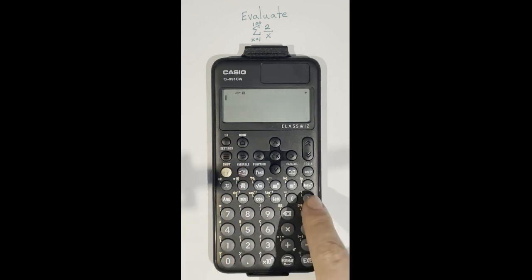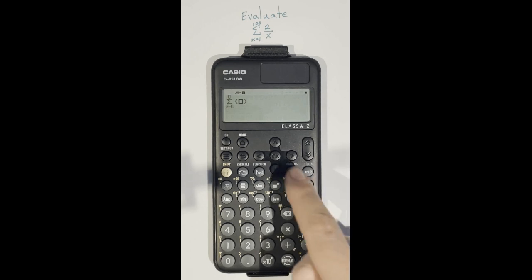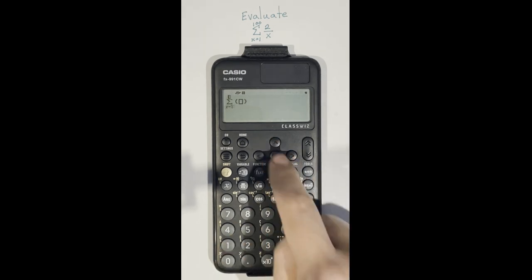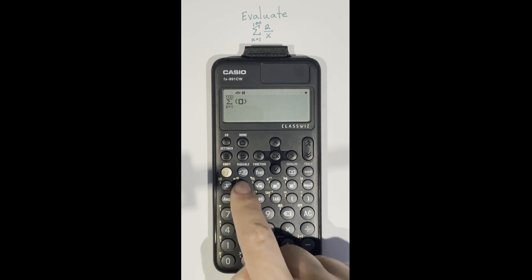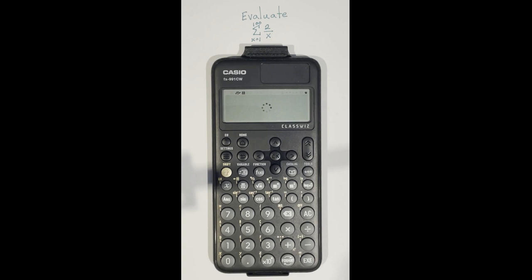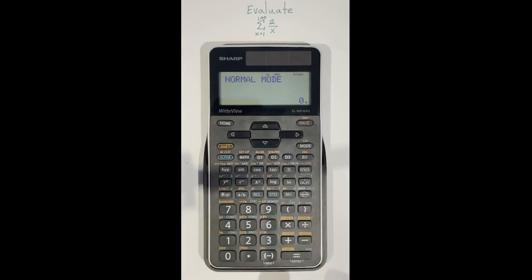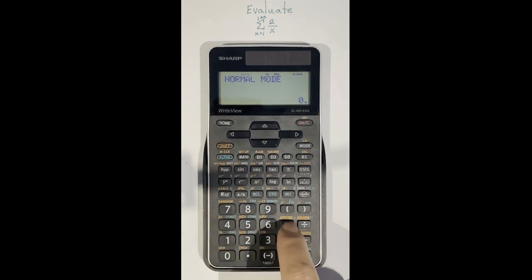Oh, hold on. Let me go to Catalog and Function Analysis. There's a summation right here. So I can go from x equals 1 to 100 for the function 2 over x. And there you go. On our TI calculator, we're going to go to Math, and then down to Sum. And there you go. On our Sharp calculator, there's the sigma there. So alpha, sigma. And there you go.